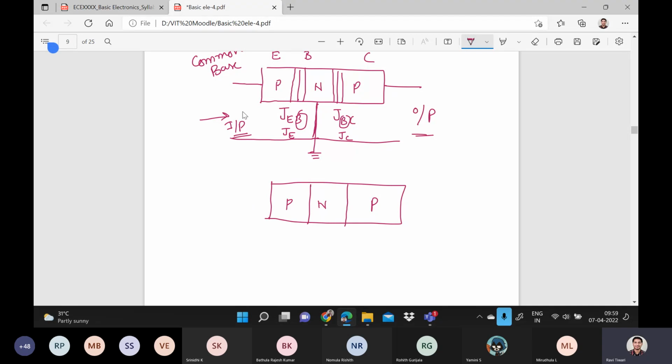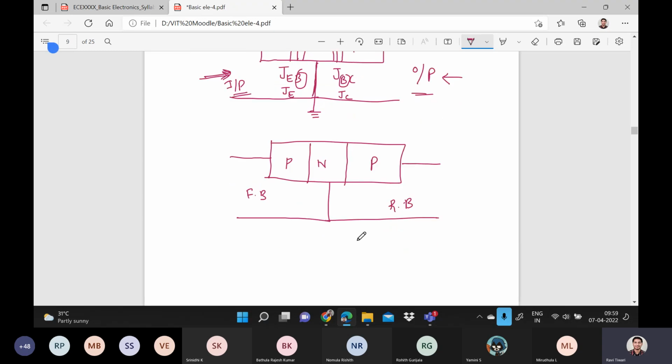Of course, as we have two terminals, one is the input terminal, another one is the output terminal. I am drawing like this only. Here I'm taking input as forward biased and output as reverse biased. Why? That I will explain to you in some minutes. Why we are taking the input as forward biased and the output as reverse biased, that we will see in detail in the procedure.